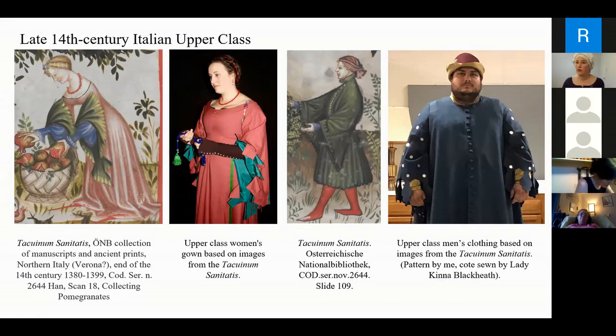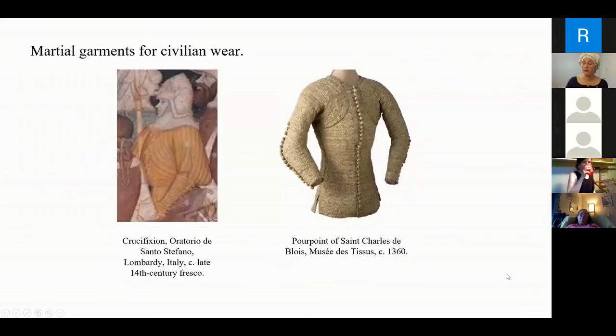You mostly see evidence for them out of Germany, but the northern Italian city-states were actually doing quite a bit of trade with the southern portion of Germany. And so you get a little bit of style stuff going back and forth between them as well. So we did silver bezants for his upper class clothing, and then martial garments for civilian wear.